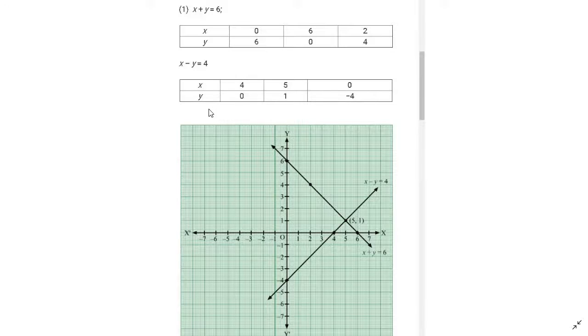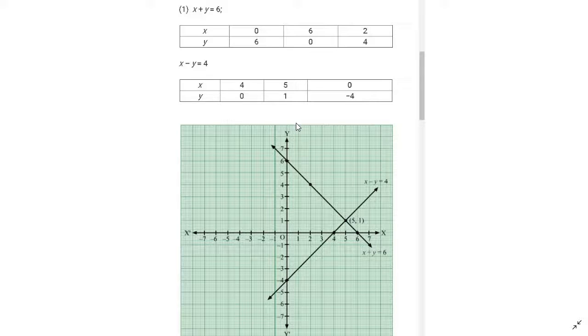Then the second equation is x minus y is equal to 4. Here, when we put y is equal to 0, x is 4. When we put x is equal to 0, y is minus 4. When we put y is equal to 1, x is 5. This is very simple to calculate. Just put these values 0, 1, 2. These types of values will be easier to find.